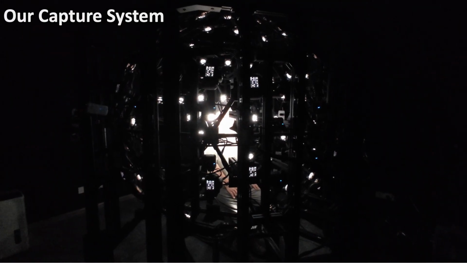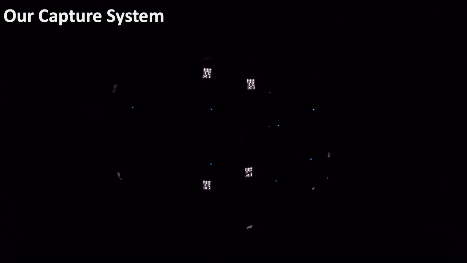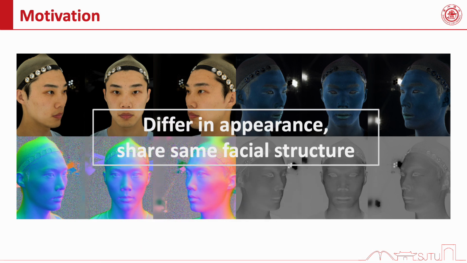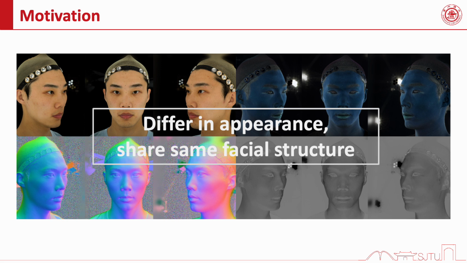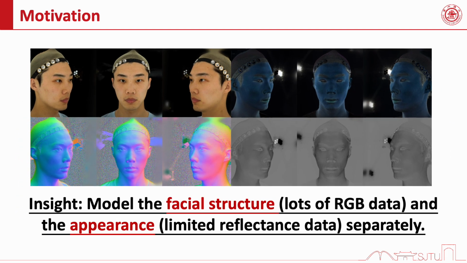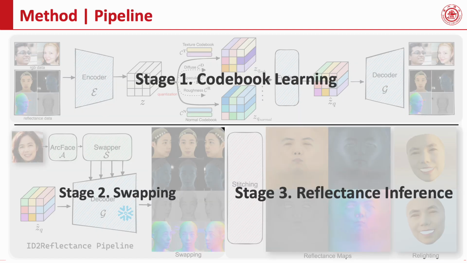We first captured a limited amount of raw data using light stage. Here is an example of our raw data. As you can see, these facial reflectance data have the same facial structure, only differing in appearance. Our key insight is this shared structure will enable obtaining expressive facial prior from inexpensive RGB data, thus reducing the dependency on reflectance data. That is, we can model face structure by a large amount of RGB data and appearance by limited reflection data, separately. Our ID to reflectance pipeline has 3 steps.